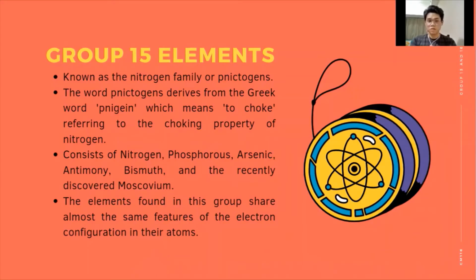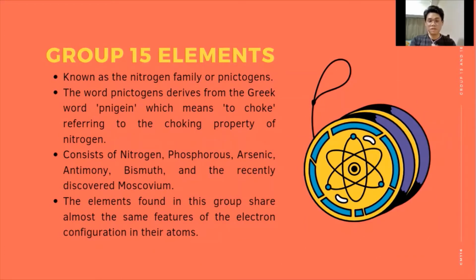So let's start with the group 15 elements. These are known as the nitrogen family or pnictogens. The word pnictogens derives from the Greek word nigein, which means to choke. This refers to the choking property of nitrogen. The group 15 elements consist of nitrogen, phosphorus, arsenic, antimony, bismuth, and the newly discovered moscovium.